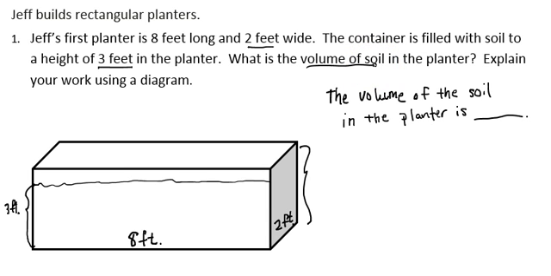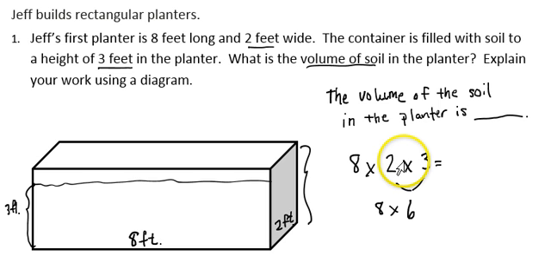To find the volume, we'll just use the same procedure we have been using, taking our length, which is 8 feet, times our width, which is 2 feet, and we'll multiply that by the height of the soil, which is 3 feet. I'm going to combine these first. 2 times 3 is 6, and then I'll take 8 times 6 to get a final answer of 48 cubic feet. That means the volume of the soil in the planter is 48 cubic feet.